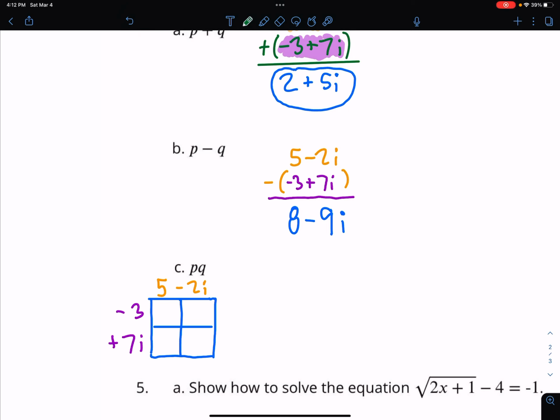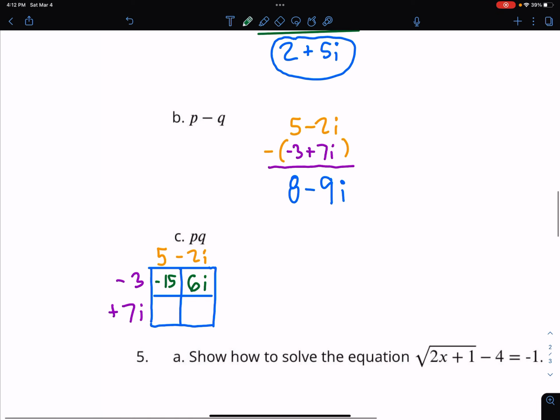What do we got? We got negative 3 times positive 5 is negative 15. We've got negative 3 times a negative 2i. We're going to get positive 6i. Because we had 2 i's, we multiplied them times 3. Now we got 6 i's. And they're positive because it's negative times negative. Now we got positive 7 times positive 5. It's going to be a positive number. I know that 7 times 5 is 35. And we've got i. We just took 7i and multiplied it by 5.